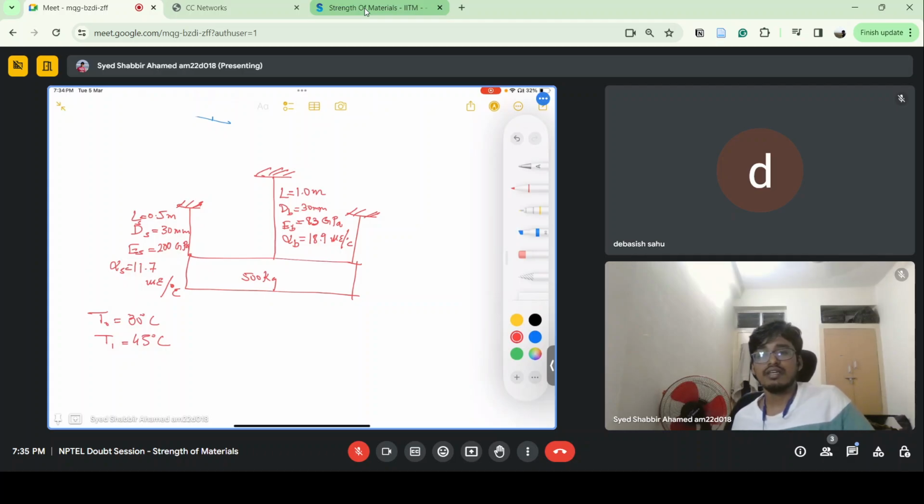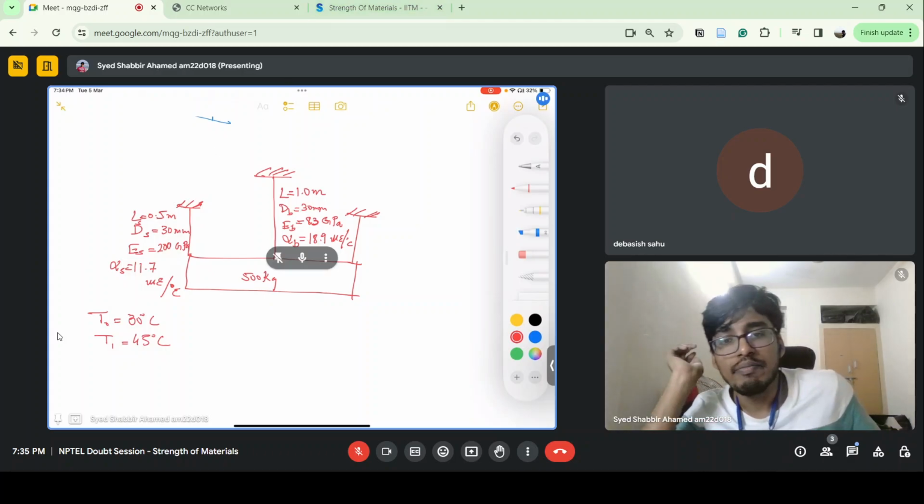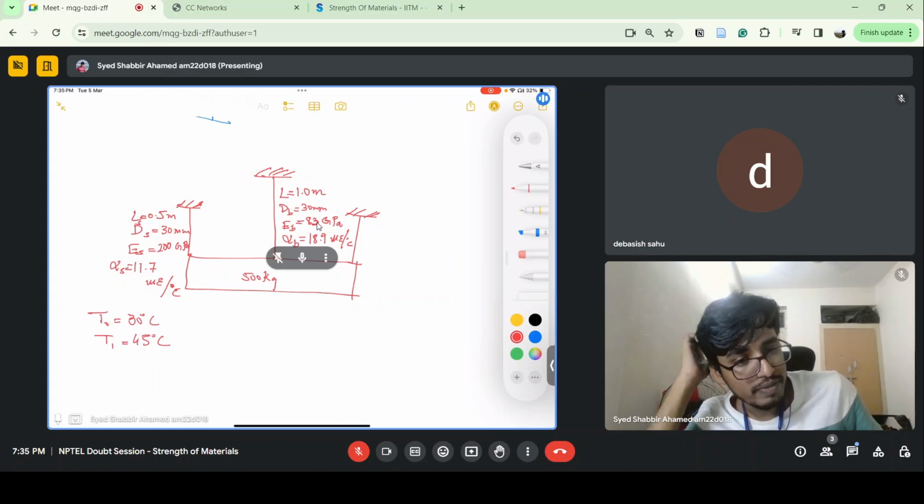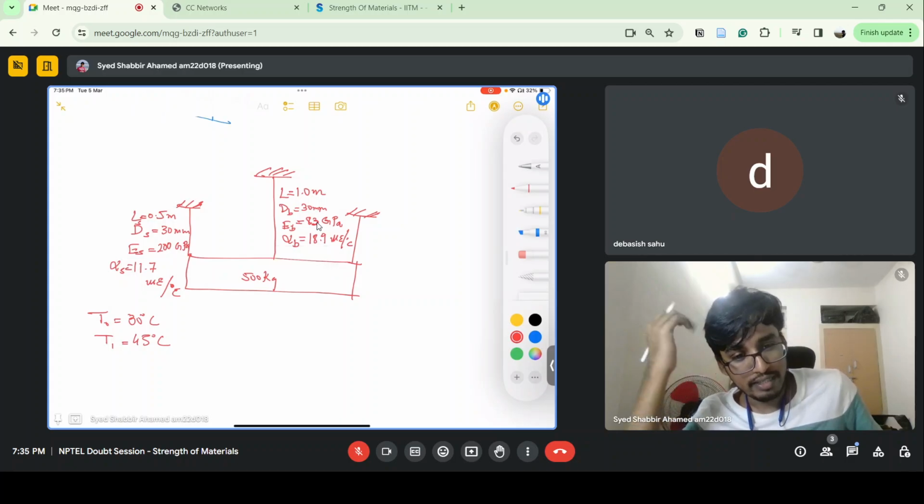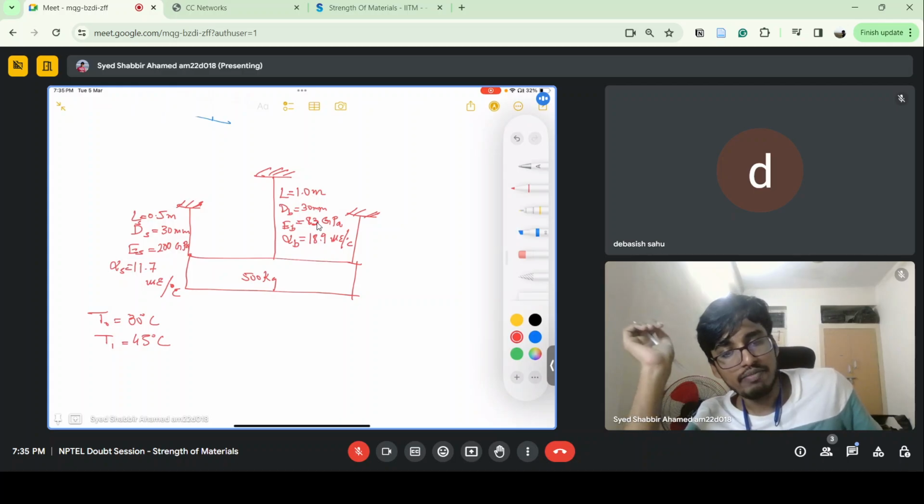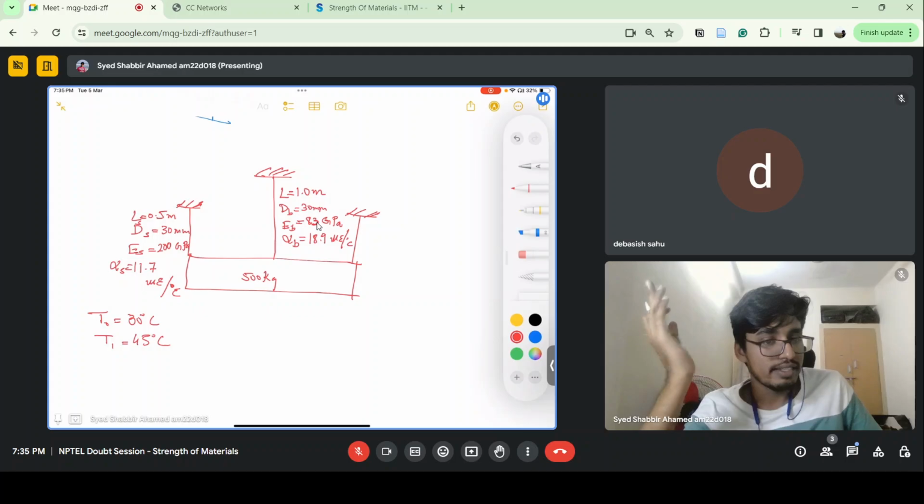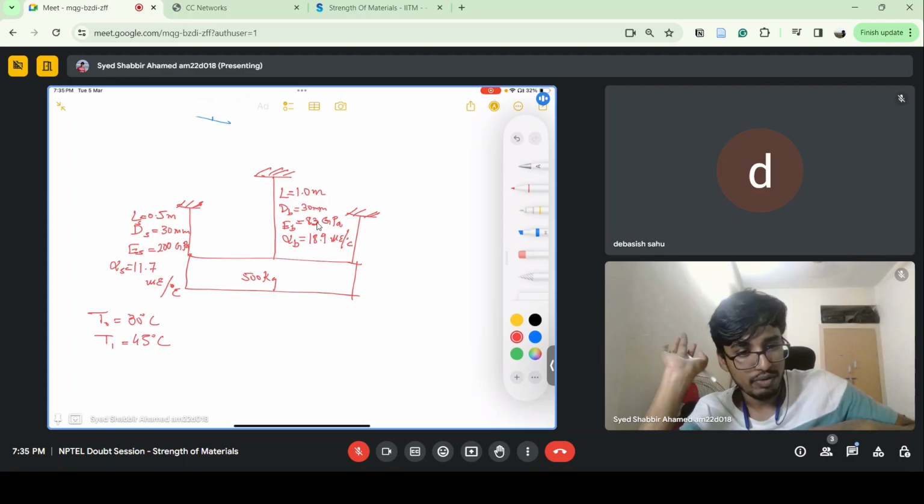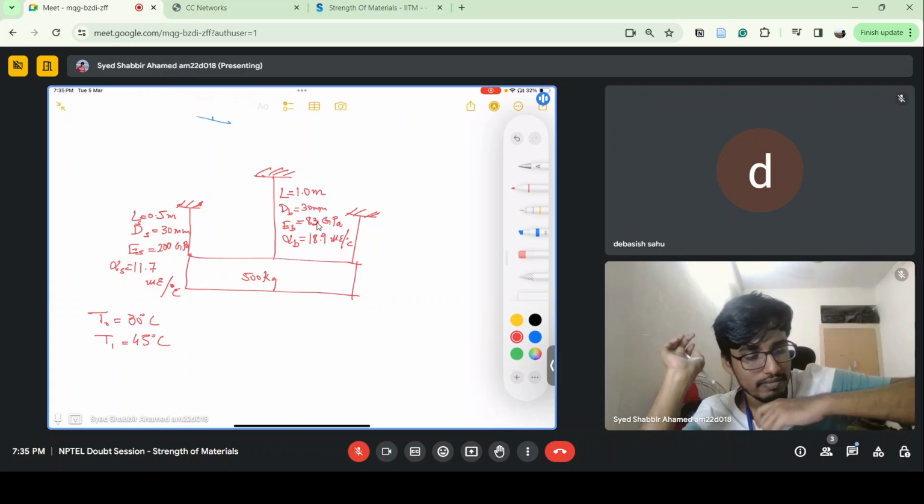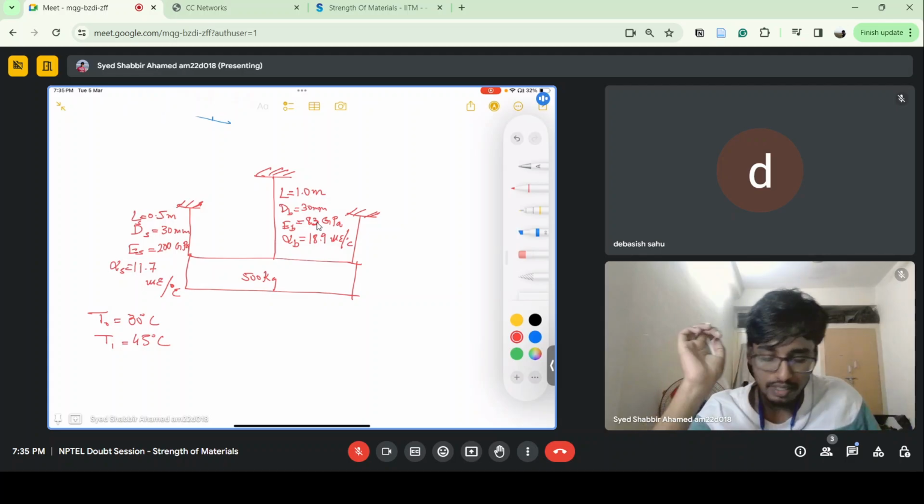So the thing is, you can see that compared to the steel, the brass rod has a higher coefficient of thermal expansion. It is 18.9 compared to the coefficient of thermal expansion of steel, which is 11.7. So when temperature is increased, the brass rod is going to expand more, but the steel bar is going to expand less.